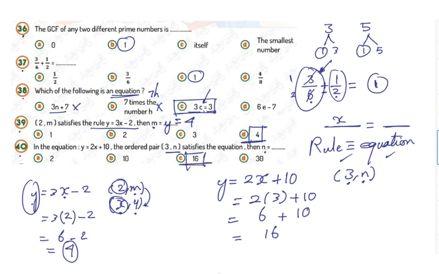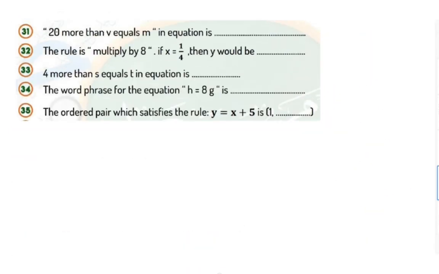So I will choose 16. Now we finish the first question, choose the correct answer. Let's go to complete. The second question, complete. The first point, 31. 20 more than v equals m in equation. That's the verbal phrase, and I need to turn it into an equation. Note with me, equals m means m equals. 20 more than v, more than means plus. So m equals 20 plus v is the correct equation.